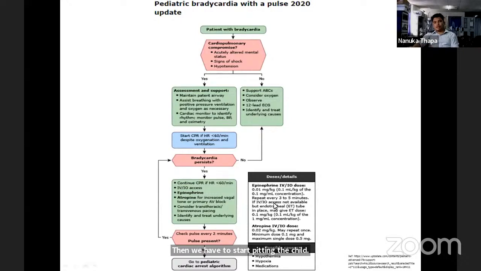Here are doses which are mentioned, which we use regularly in the ward or ICU in case of emergencies. The dose of epinephrine which is used after dilution is 0.1 ml per kg. If the patient is 10 kg in weight, then we may use 1 ml of epinephrine.